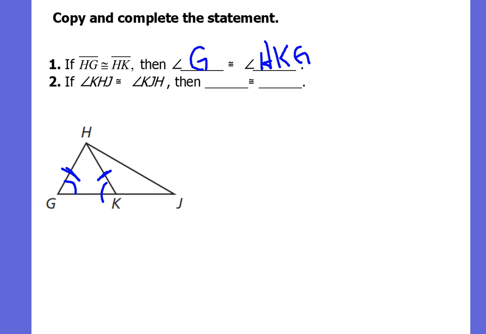Now on the other side, we see that angle KHJ. So I want to get rid of these markings so I don't get them confused. So now we have KHJ. So this angle right in here, KHJ, is congruent to KJH. Well, which two sides now will be congruent by the converse of the base angles theorem? Well, that would be HK and KJ. So HK and KJ. All right, so there is our converse and our original base angles theorem.